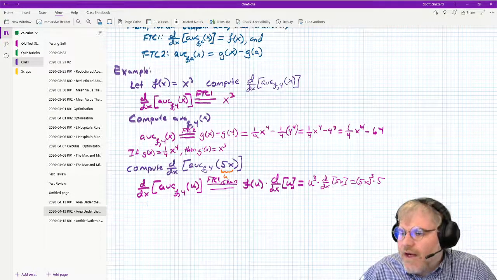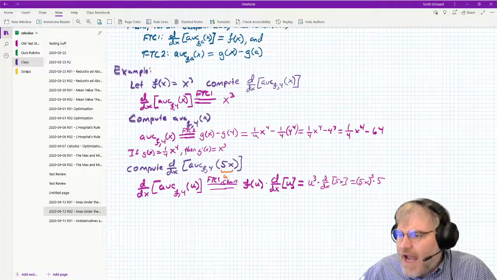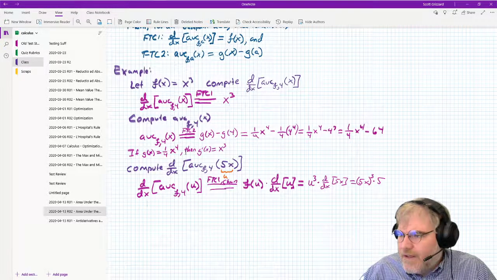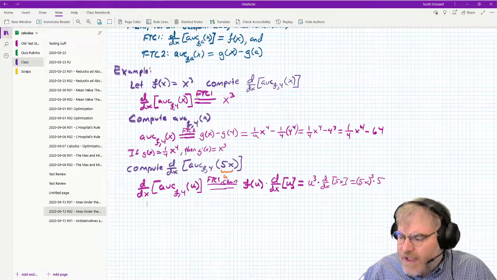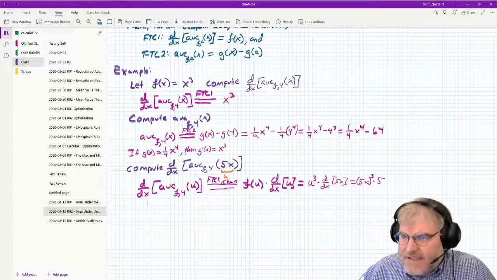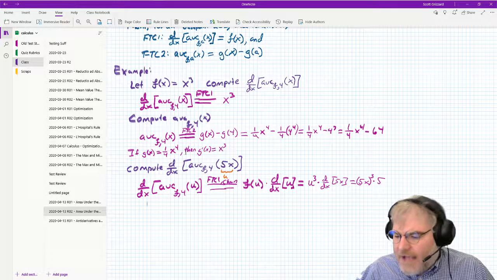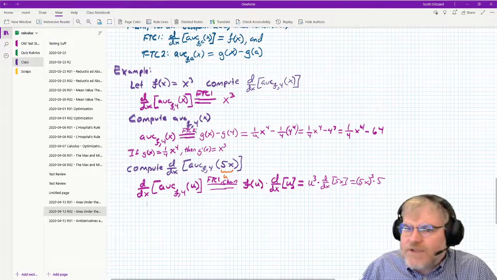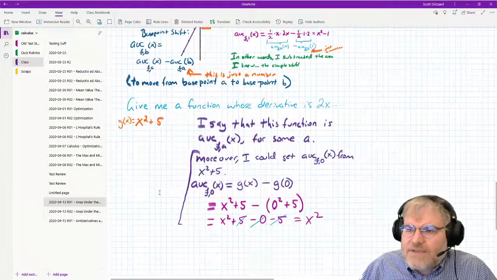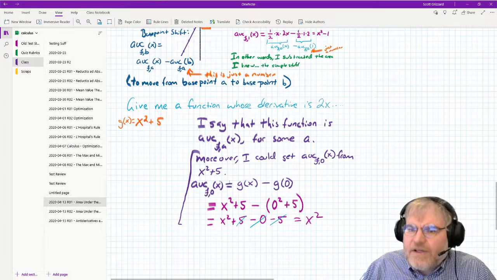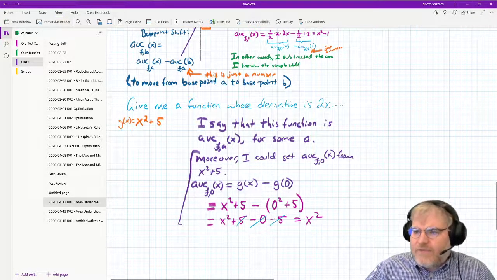Okay, so we can talk about it in chat after, but I need to move on. So you didn't have to use big f of x. You just had to use something whose derivative was little f, and little f was, in this case, x cubed. You need the derivative of your g to be little f. And for the last one, give me a function whose derivative is 2x. We said x squared plus 5. So I then did that in the notes.